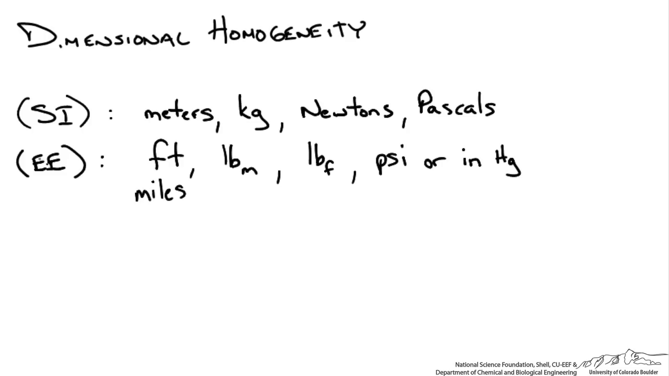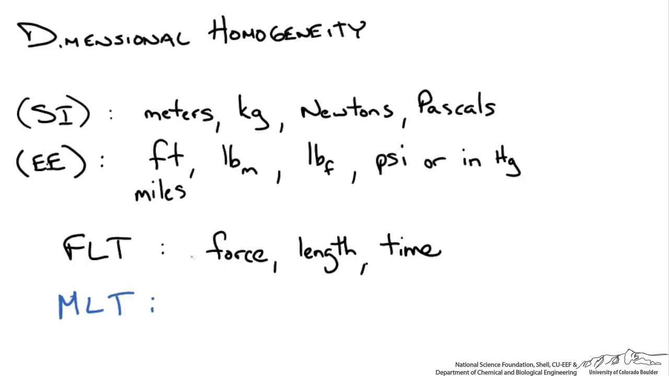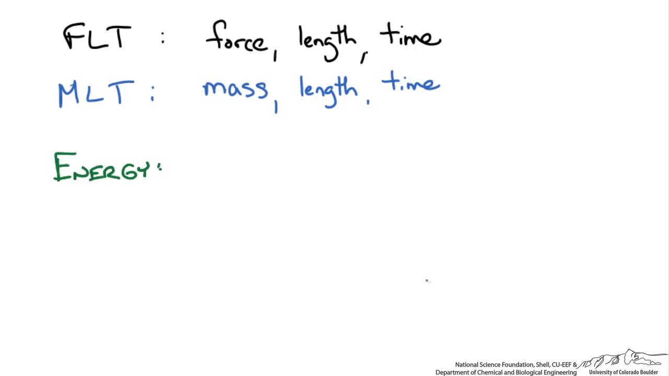The two systems of units that we want to talk about here, so that we could get into this term dimensional homogeneity, is the FLT system of units, in which we refer to units in terms of force, length, and time, and the MLT system, where we refer to units in terms of mass, length, and time. So if we look at something like energy, where we know energy can be calculated as a force times a distance, that's all it is in the FLT system, would be E equals F times D.